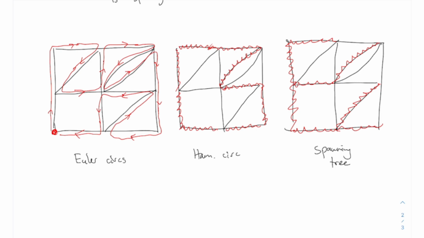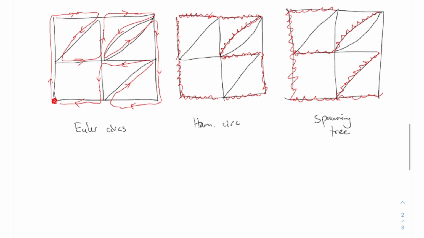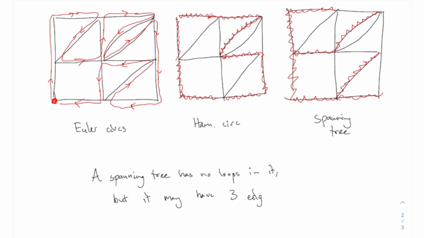Let me just point out, this is something that somebody asked a moment ago. A spanning tree has no circuits in it. Has no loops in it, but it may, and in fact, in most cases, it must have 3 edges meeting at a vertex. I will say 3 or more. It may have 3 or more edges meet at a vertex.